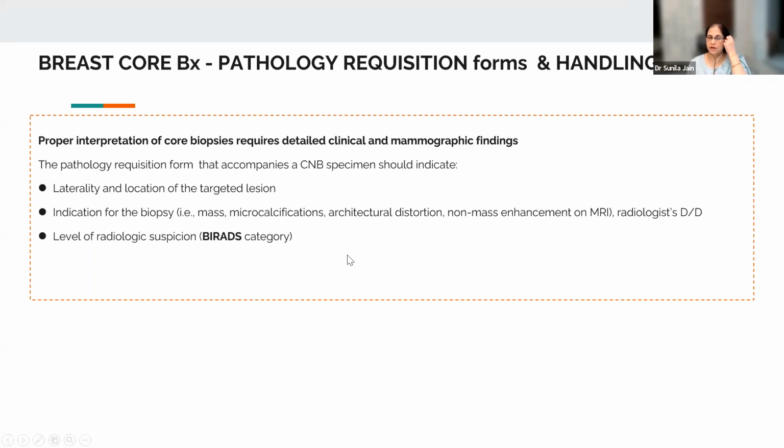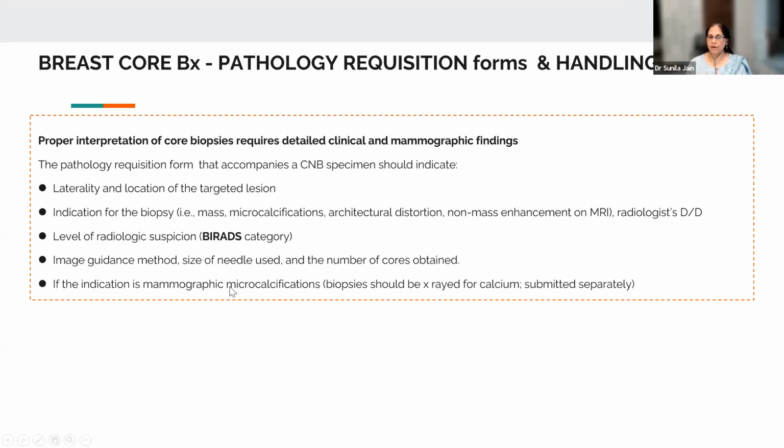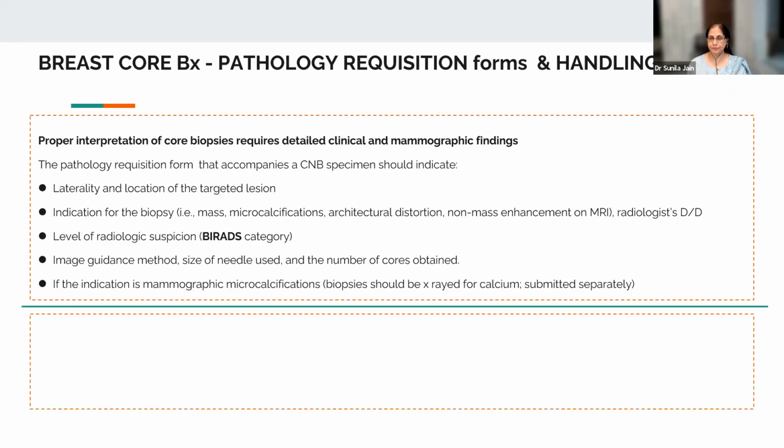Then the most important thing which we correlate is the BI-RADS category. When we are interpreting the biopsy, we first look at the BI-RADS category. Supposing I am giving a lower grade benign lesion, and the category is 4 or 5, I will be in doubt; it has to be repeated. We also need the image guided method used, the size of the needle, and the number of cores obtained. If the indication is mammographic microcalcifications, then it is important that the radiologist takes an X-ray for calcium, and these biopsy cores should be submitted separately to the pathology department.